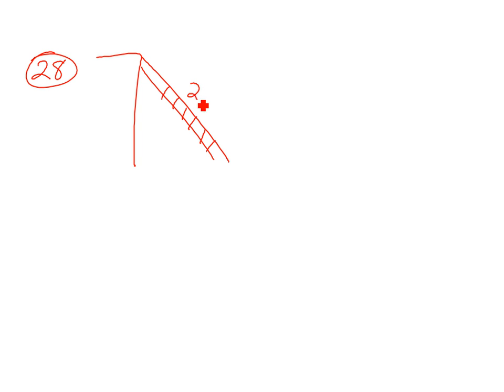Number 28. A 24-foot ladder makes a 58-degree angle with the ground. How many feet up the wall will it reach? So we got our wall, got our ladder. A 24-foot ladder this time makes a 58-degree angle with the ground, and we want to know how high up the wall it goes.